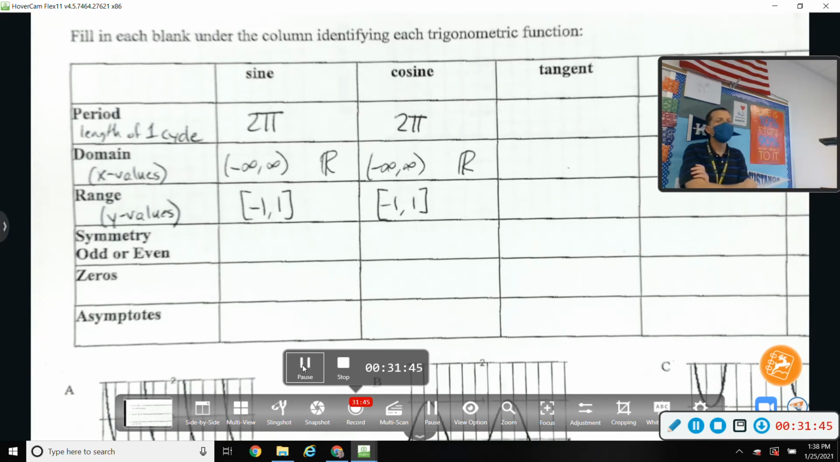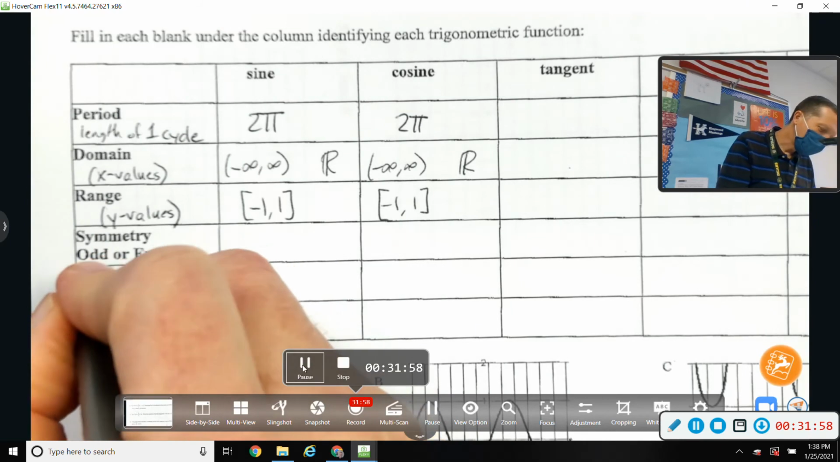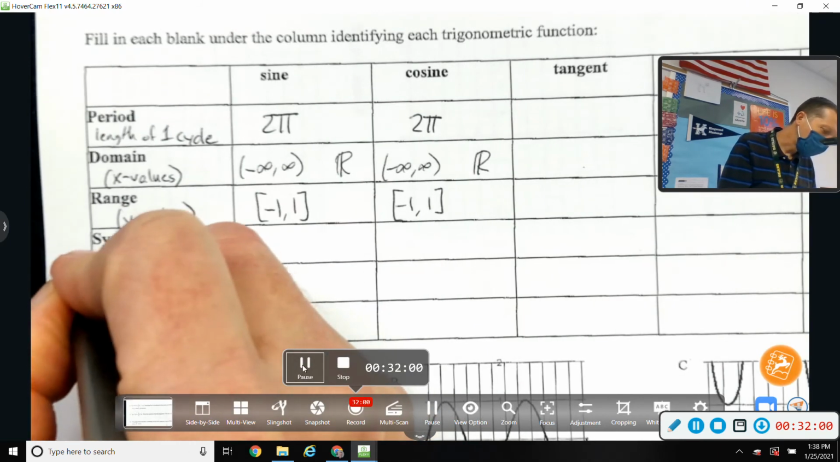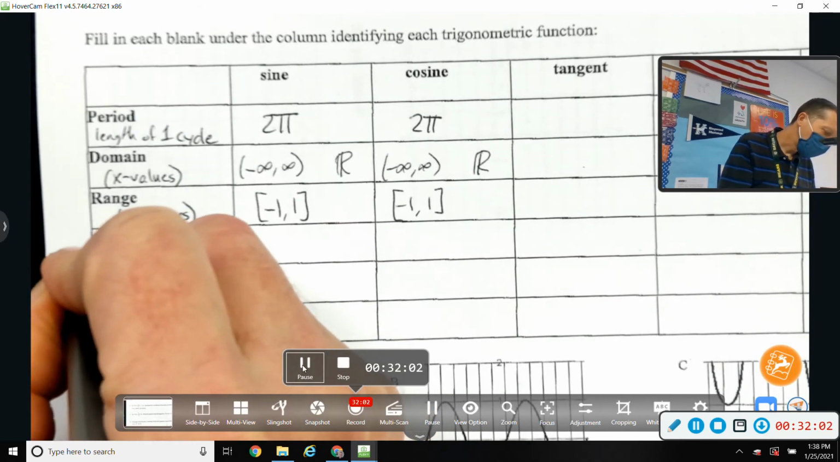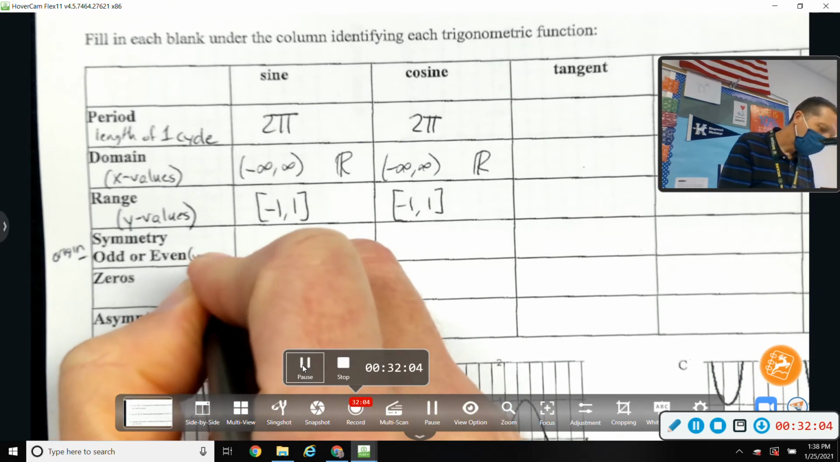Symmetry, odd, or even? Any idea what that means? Okay. Which one is this? Does it have to do with the cycle? It does. Odd symmetry is symmetry with the origin. Even symmetry is symmetry with the y-axis.